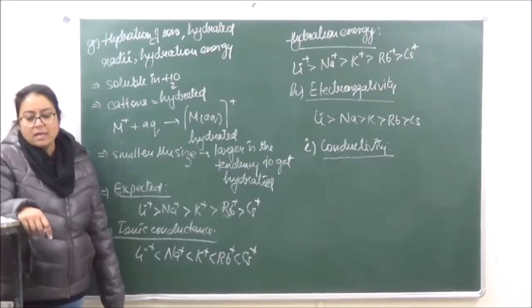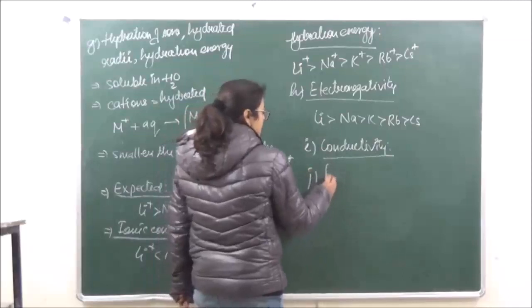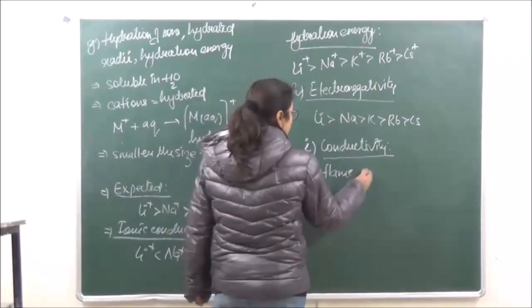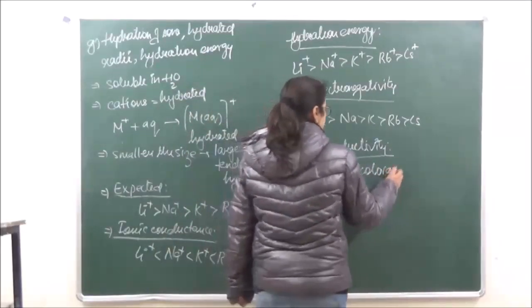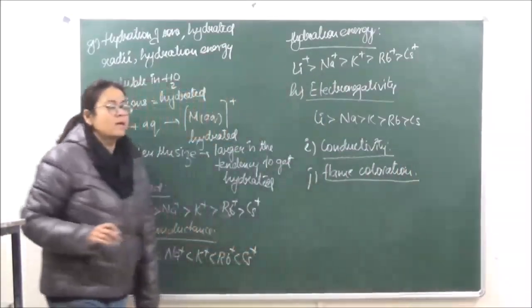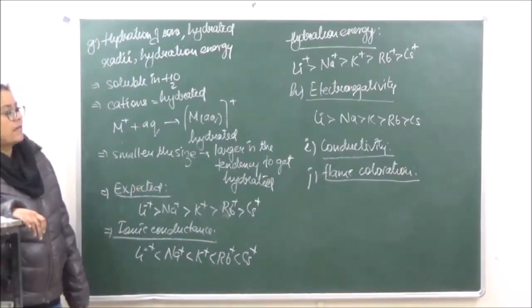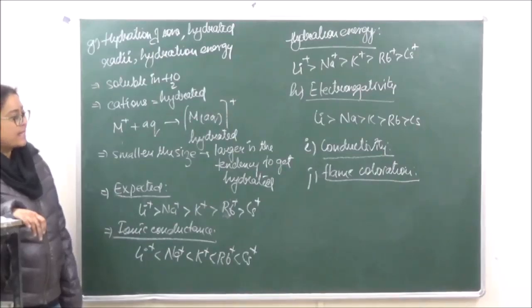Then we have flame coloration. This is another important topic. All of them are going to give a specific color to the flame. The reason behind this is that they have low ionization energies, and the electrons can jump to a higher energy level on getting excited. After that, they are going to release energy and fall in the visible region.